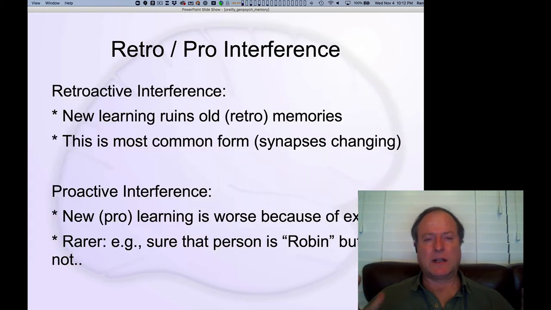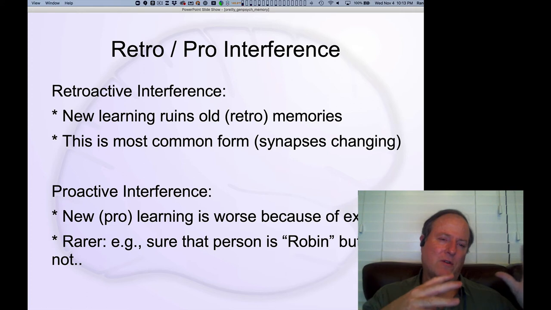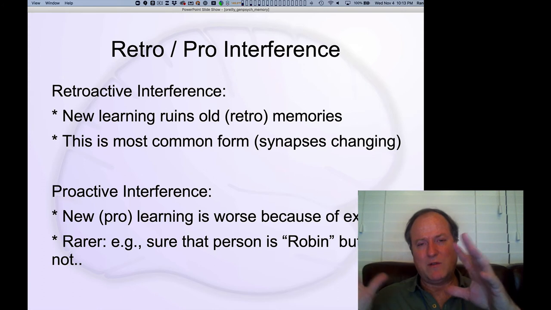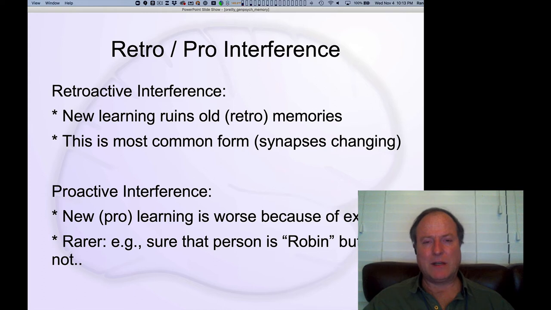Okay, so let's talk a little bit about the nature of this interference. The most common form of interference is retroactive interference. This is where new learning, some new information, overwrites, interferes with, ruins the old knowledge. So new overwrites old, and that's really a function of synapses that were changed to adapt for encoding some original memory pattern. Now those things get shifted in a new way with new patterns of activity coming in and overwrite those prior synaptic weight changes. And that's really the typical form of interference.